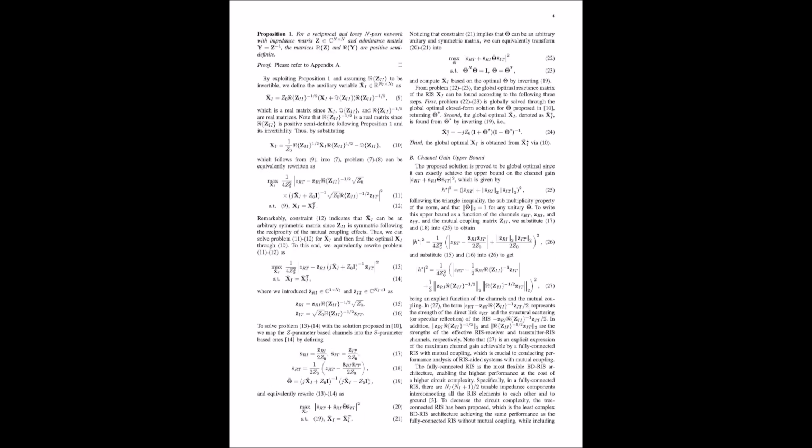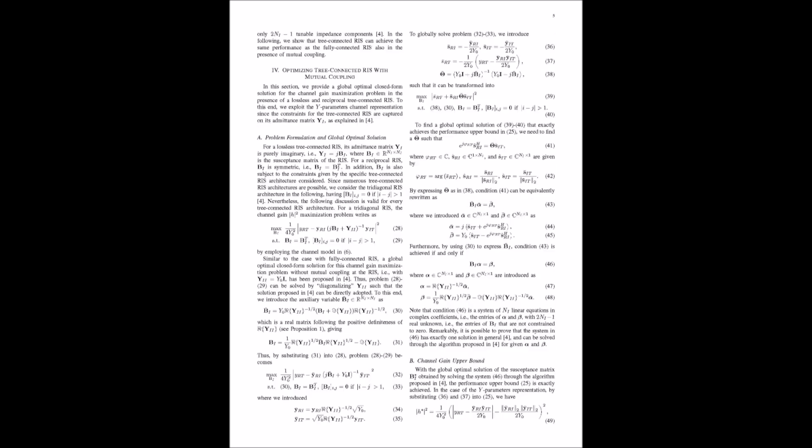Wow, that's really cool. Okay, so now we've explored the fully connected RIS, and we've seen how they derive this solution that achieves the upper bound. But fully connected architectures can be pretty complex. Right. So let's move on to the more practical tree-connected architecture. Yeah, so they found that even with its simpler design, the tree-connected RIS also achieves that same upper bound on channel gain. So we're getting the same bang for our buck, but it's less complex.